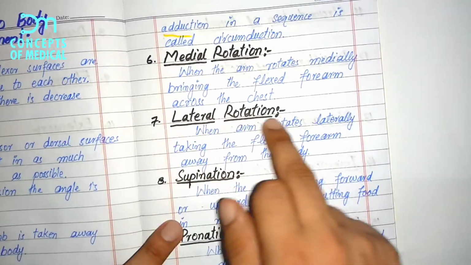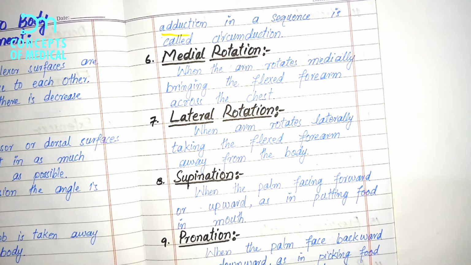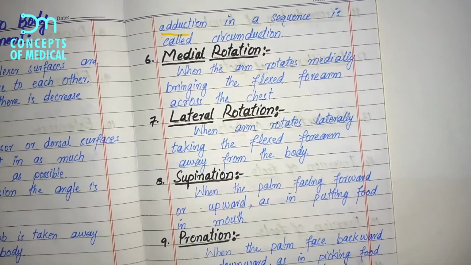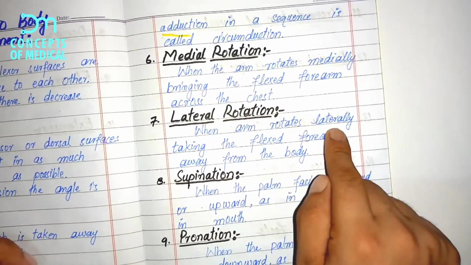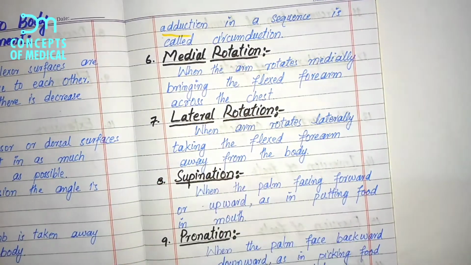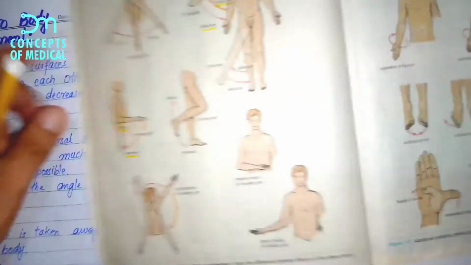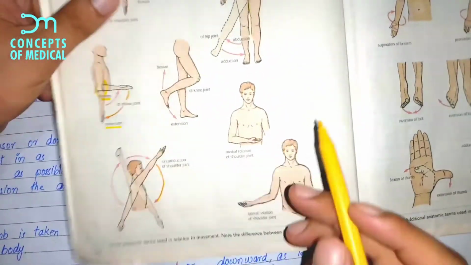Another term here is lateral rotation. Lateral rotation is the reverse movement of medial rotation. When the arm rotates laterally, taking the flexed forearm away from the body, it is called lateral rotation. You can see it here in this picture.